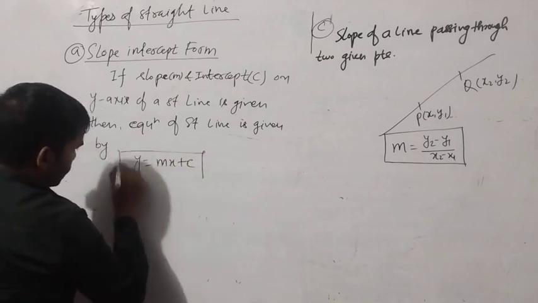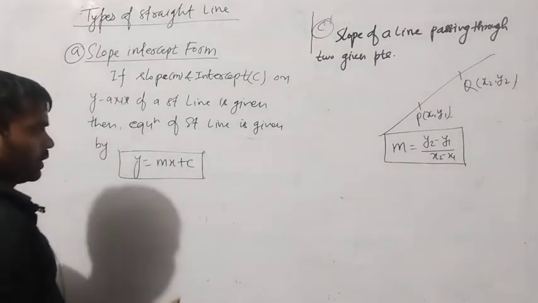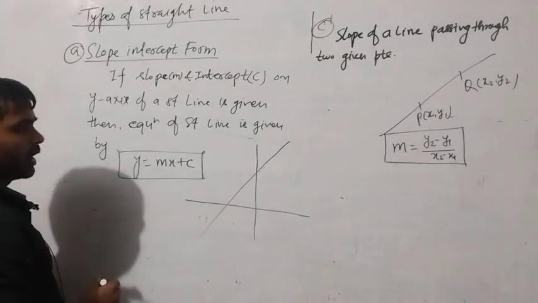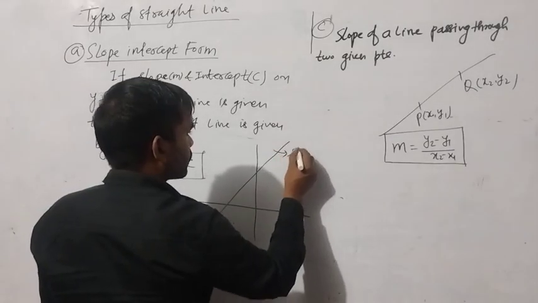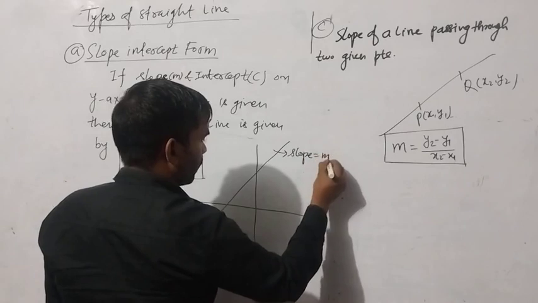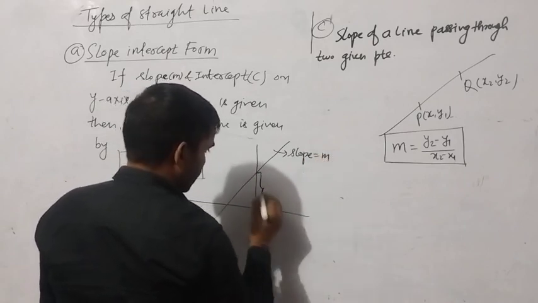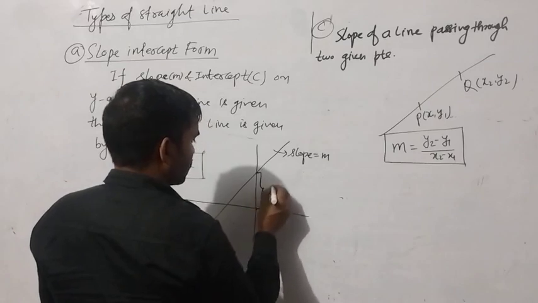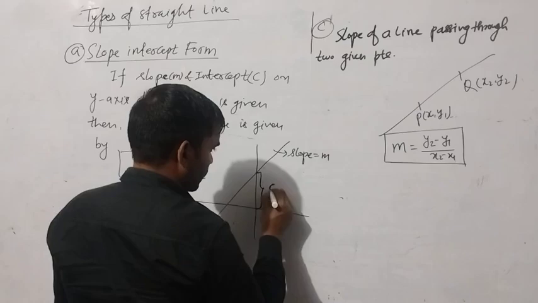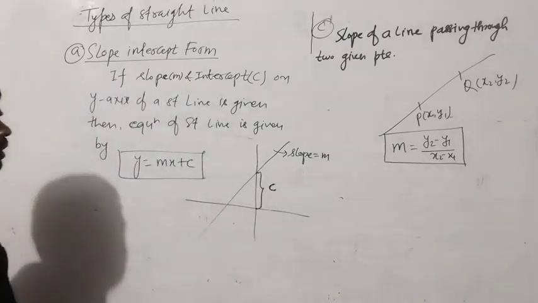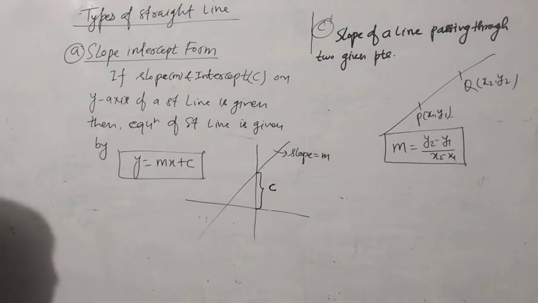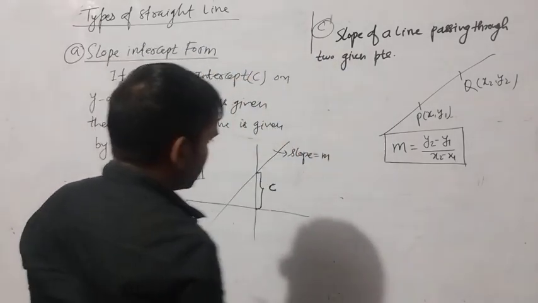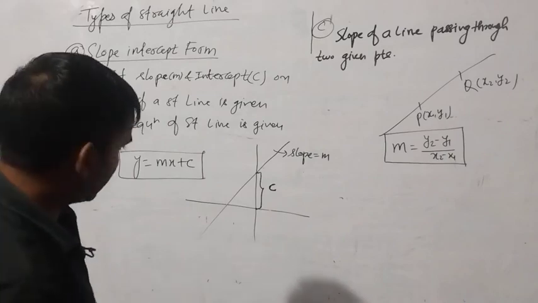Okay, so if you want to draw the graph of this given situation, we can simply draw it like this. So the slope of this line is equal to m, and this is the intercept on y-axis, that is the y-axis intercept from the origin. You can simply see that this is the c. Okay, so you can write y is equal to mx plus c. This is the slope intercept form. Okay, now what is the second type we can discuss here.